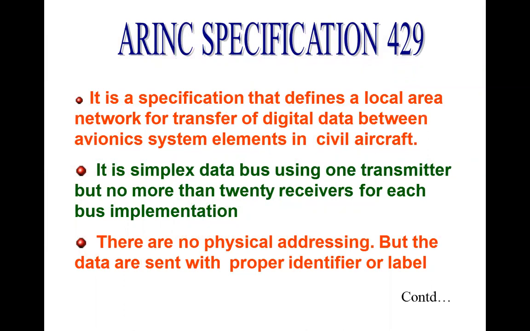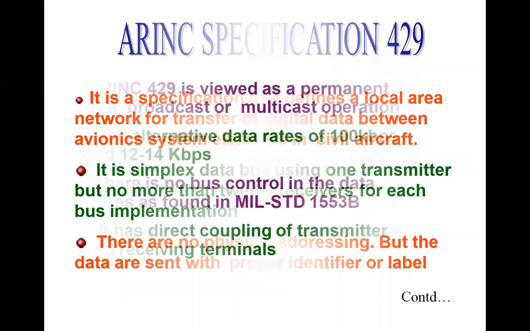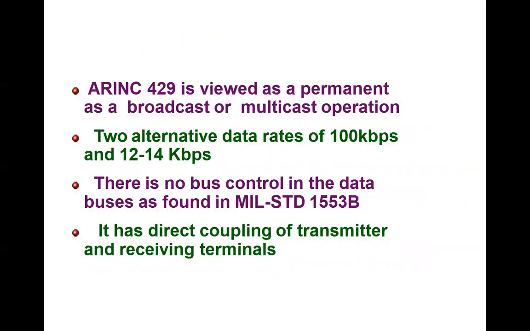ARINC specification 429 defines a local area network for transfer of digital data between avionics system elements in a civil aircraft. It is a simplex data bus using one transmitter but no more than 20 receivers for each bus implementation. There is no physical addressing, but the data are sent with the proper identifier or label. ARINC 429 is viewed as a broadcast or multicast operation.